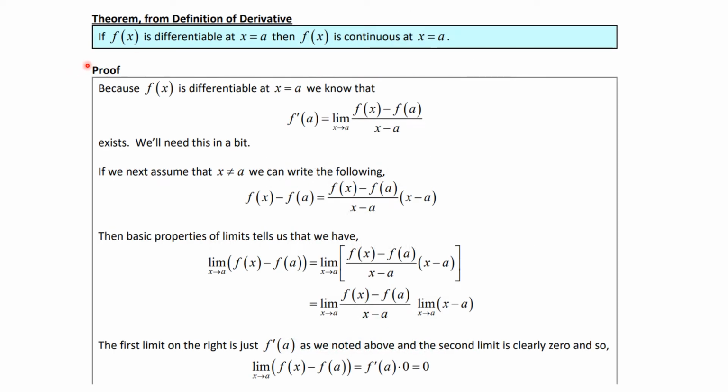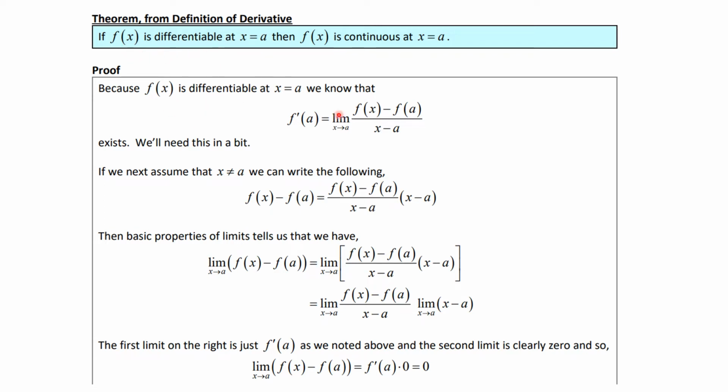So, the theorem that we're proving then is: if f of x is differentiable at a point x equal a, then f of x is continuous at that point x equal a. Okay, so we start by assuming the if part is true, so f of x is differentiable.